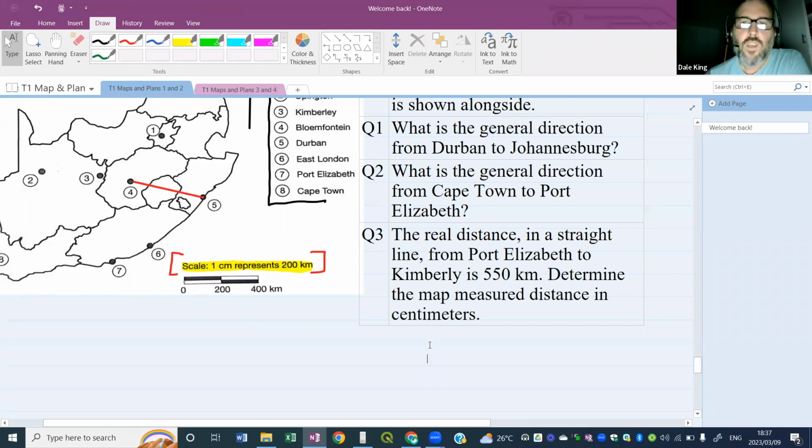Okay, let's read the question. The real distance in the real world in a straight line from Port Elizabeth to Kimberley is 550 kilometers. Determine the map measured distance in centimeters. They want to know if you take your ruler and put it between Port Elizabeth and Kimberley, what will the centimeters read? Because in the real world, it's 550. Now, I know what you guys are thinking. So just get the ruler and measure it. Yes, I understand. But let's use the scale to try and work this out. So we're practicing using the scale. So the real distance is 550. Tell me what that is in centimeters on my map.